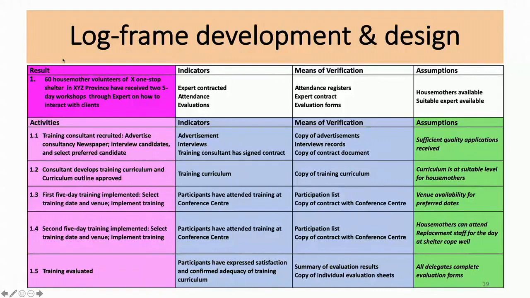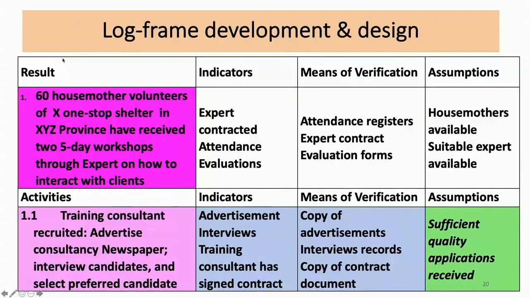So this is how, as an example, we start with a problem, we've reformulated it into an objective, we determine which results are required, and we then develop activities which we can implement, measure, and demonstrate our success with evidence. There. Result 1, expert contracted, attendance registers, the house mothers are available, we've got a suitable expert. Training consultant recruited, advertising, interviews, consultants have signed the contract, means of verification, copy of the adverts.